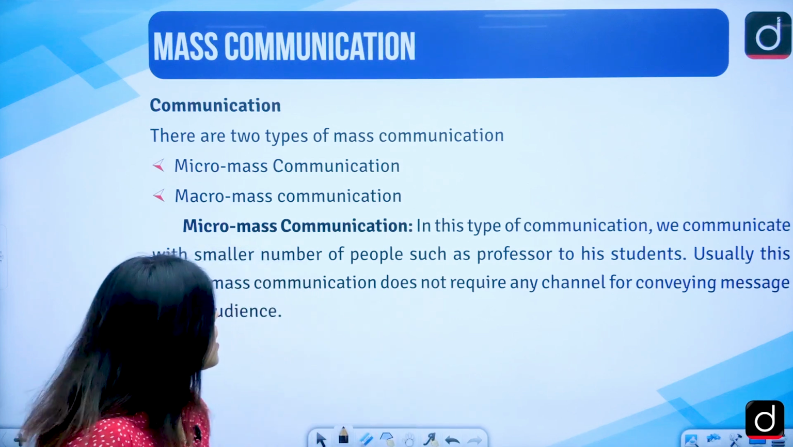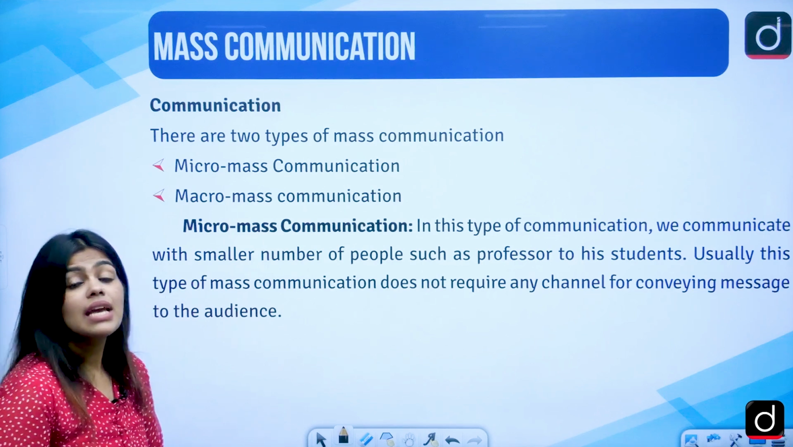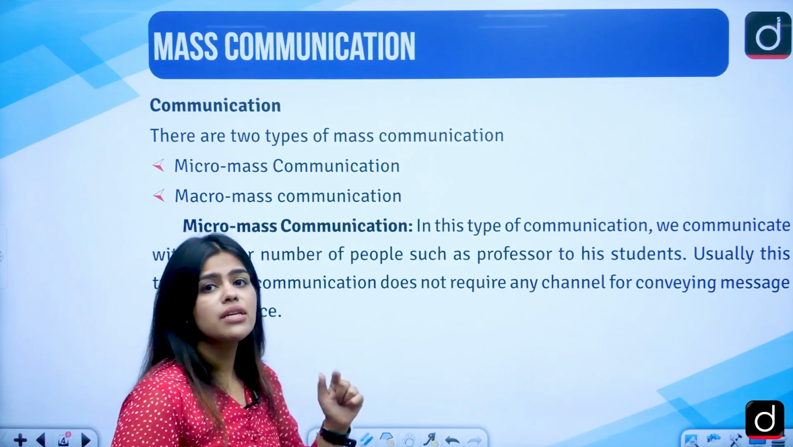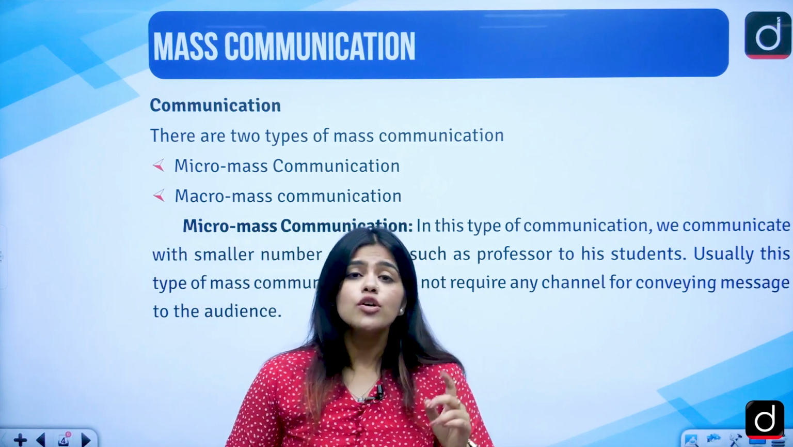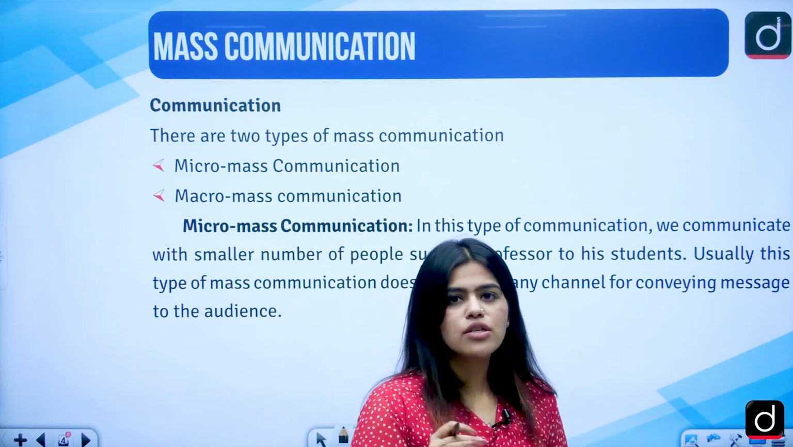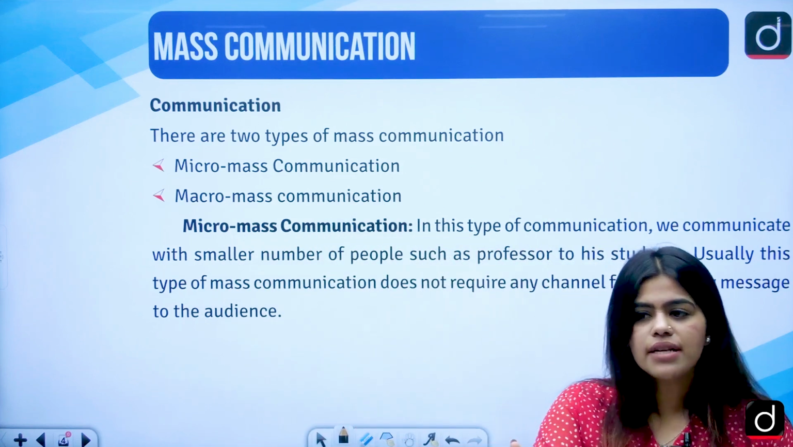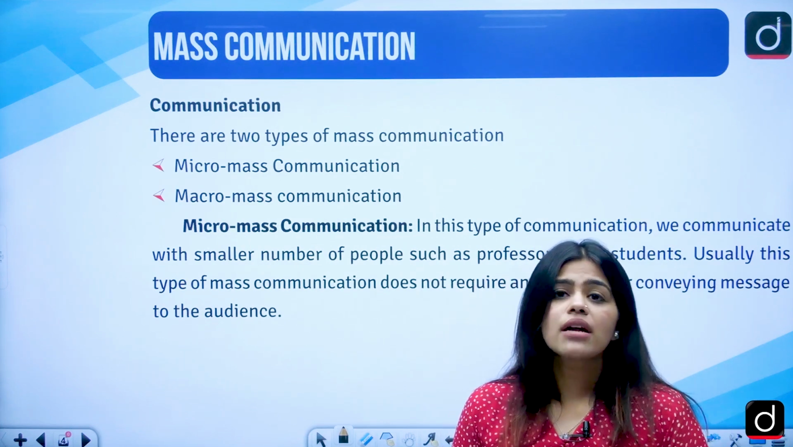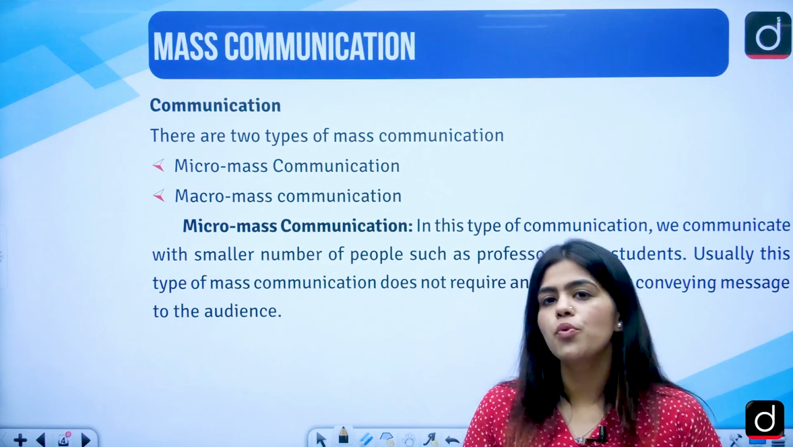Now, this mass communication that we are discussing is talking to the masses. What is the difference between group communication and mass communication? In group communication, you know that you are talking to people who you can count. At least they are countable. And you know that they are going to reply to you. So in a class, if I'm teaching, it becomes group communication.